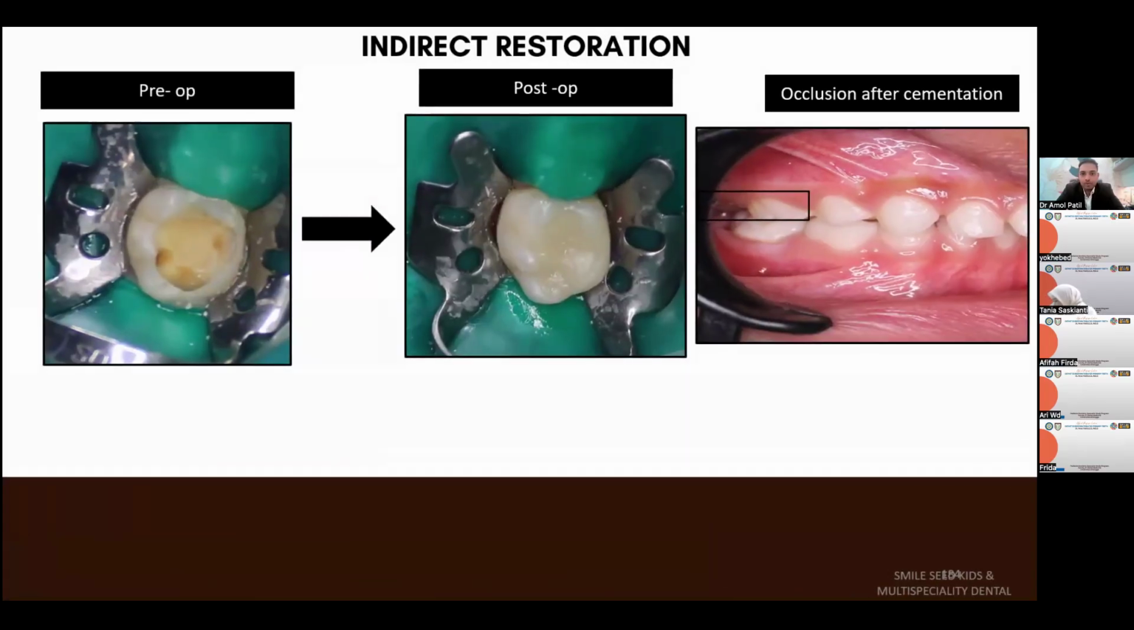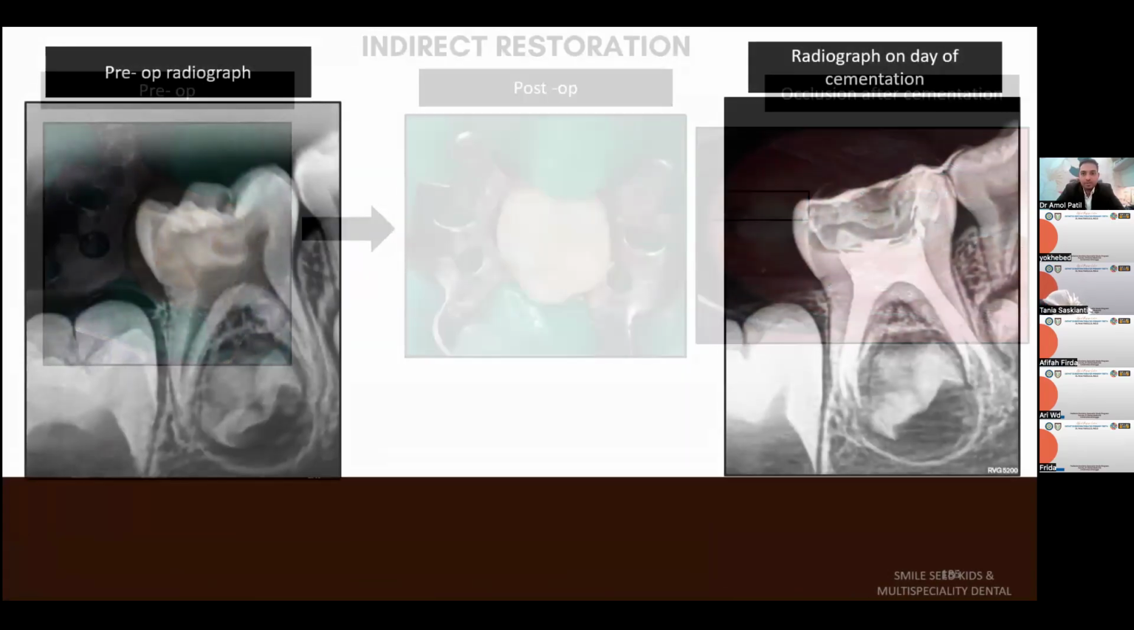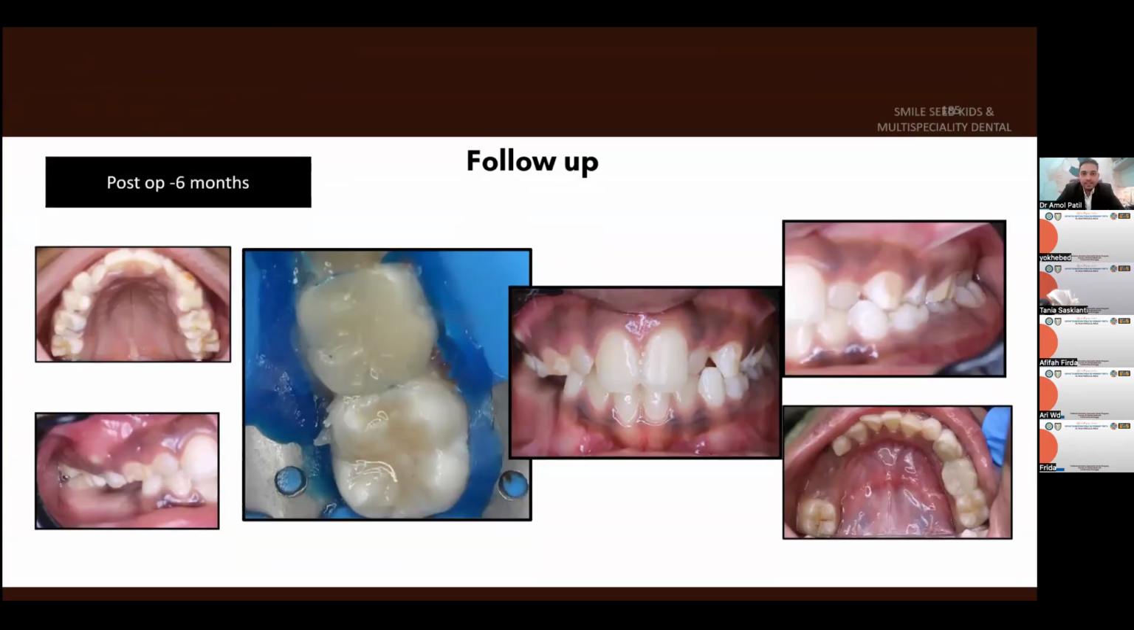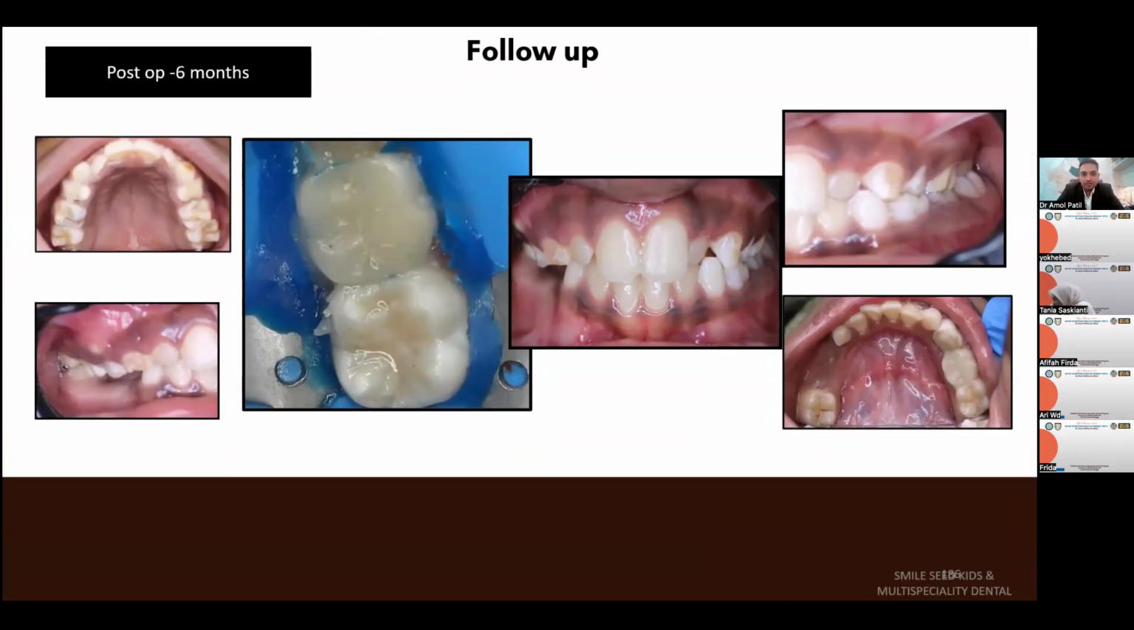So these are the post-op occlusion pictures and the follow-up pictures. This is a 6 month follow up which we have right now. We are still following it up till 1 to 1.5 years, and post that we might publish it as well. Because till now we have not seen any problems with these indirect restorations, neither the wear, nor the dislodgement, nor the plaque accumulation.